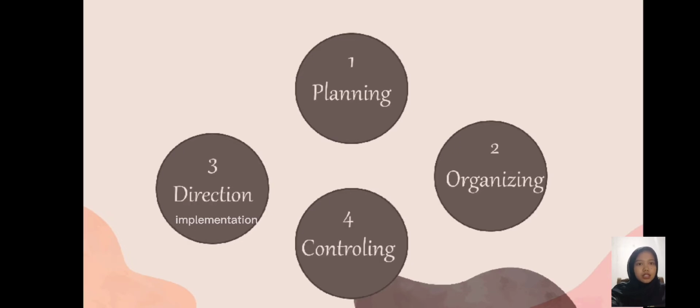And the last is controlling, namely the processes carried out to ensure that all planned series of activities, organized and implemented, can run in accordance with the expected target, even though various changes occur in the business environment that they face. And next slide.